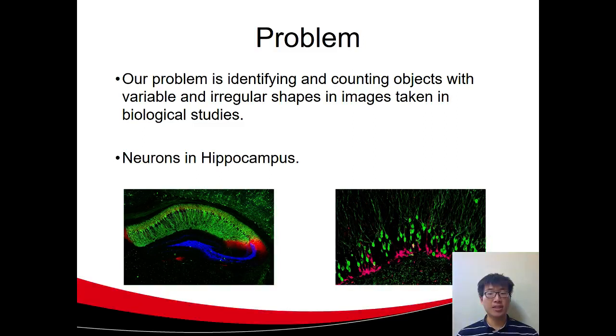Our problem is identifying and counting objects with variable and irregular shapes in images taken in biological studies. For example, we can use our program to count the neurons in a hippocampus. Those two pictures show the neurons in the hippocampus.